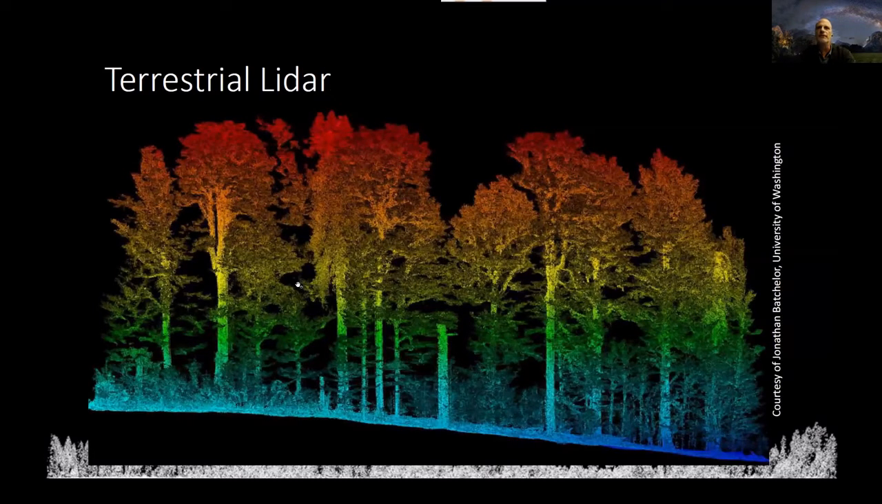And now I'm just going to give some examples of what these data look like. Here's an example by Jonathan Batchelor from the University of Washington. He will be presenting in these sessions. And this is terrestrial LiDAR. So this is a LiDAR unit on a tripod, scanning back and forth, up and down, and building up this very high resolution 3D image. And we can see tremendous amounts of structure in the overstory. We could map the diameters of the trees, and we can certainly see shrubs and other fuels that are close to the ground.